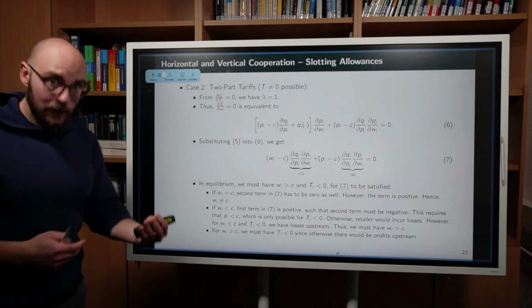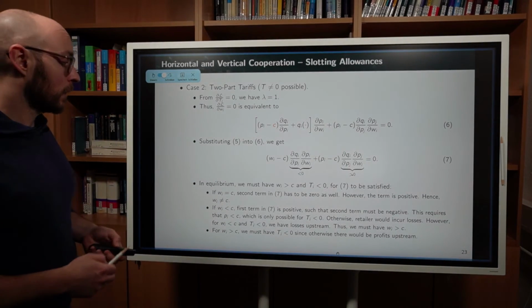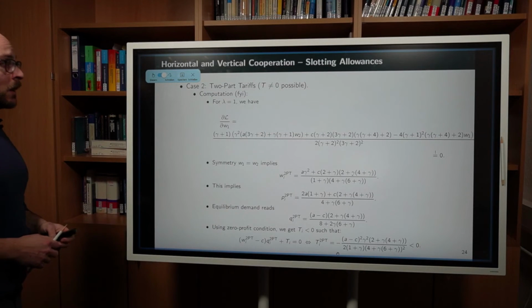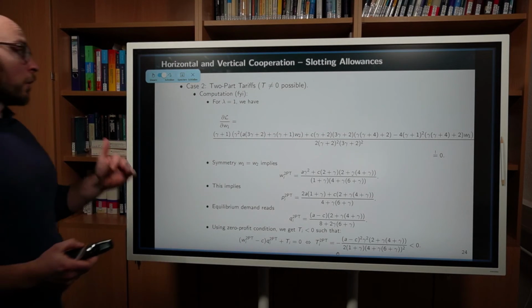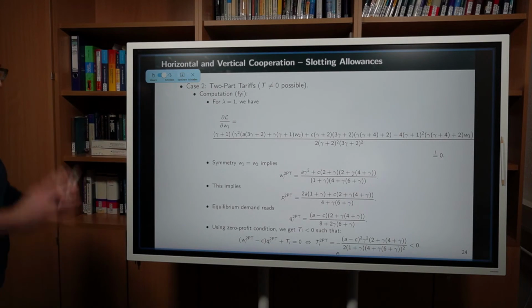So you pay something in order to get into the shelves of a retailer, right? And that's the idea here. Before we get into that in more detail, I will just present you the computation here just briefly.